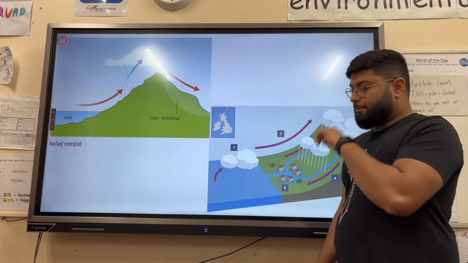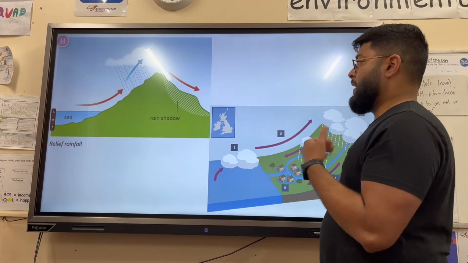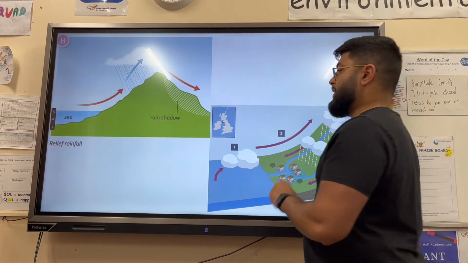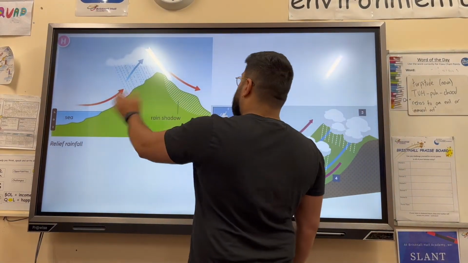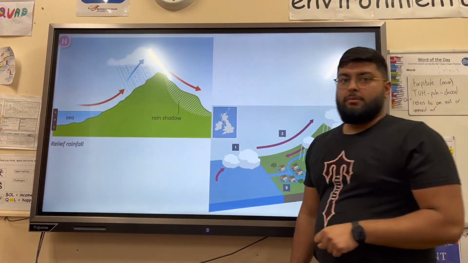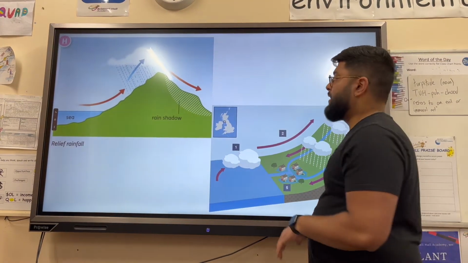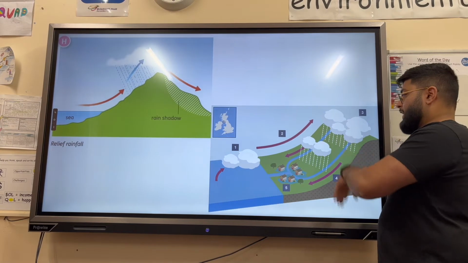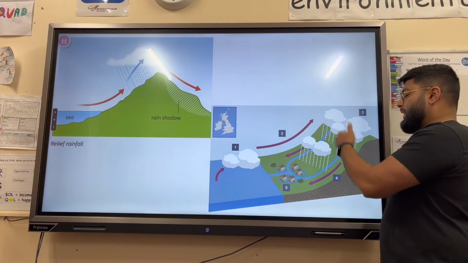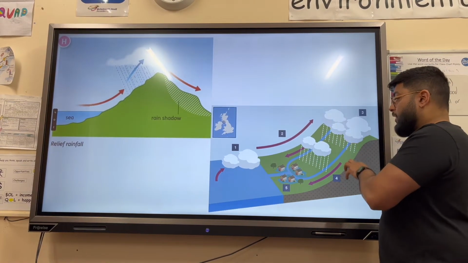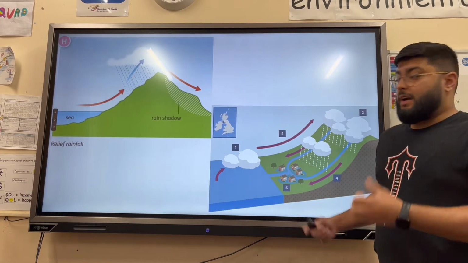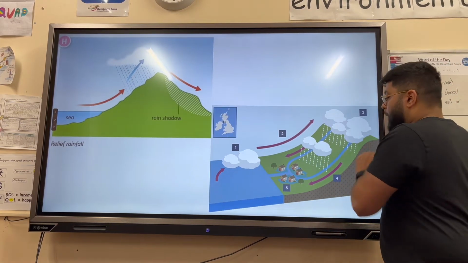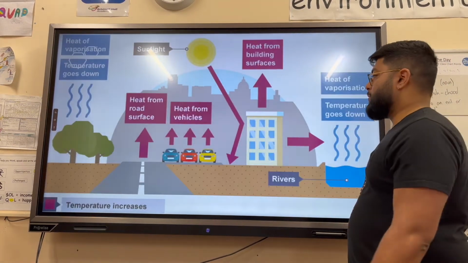Relief rainfall. We talked about evaporation and condensation. Sometimes warm air coming off the sea is forced to rise by the relief of the land if there's hills or mountains, and that can mean that when it's forced to rise, it dumps a lot of rain because the condensation makes cloud. It dumps a lot of rain at the top of that mountain. That can be a problem if we've got human settlements at the bottom of a mountain.